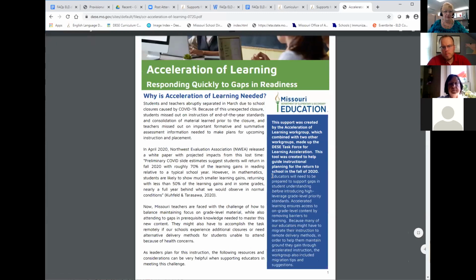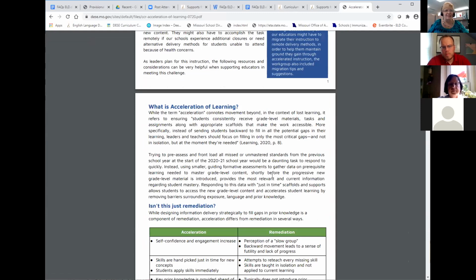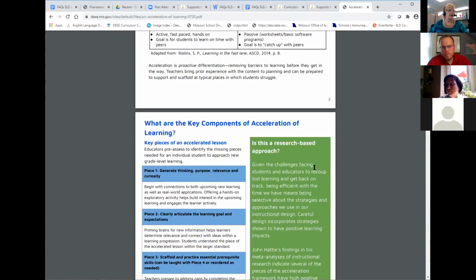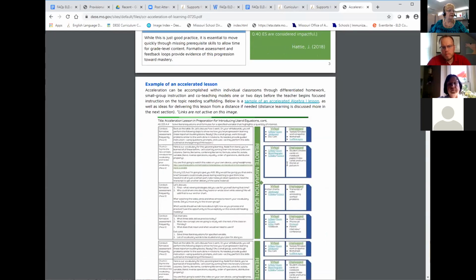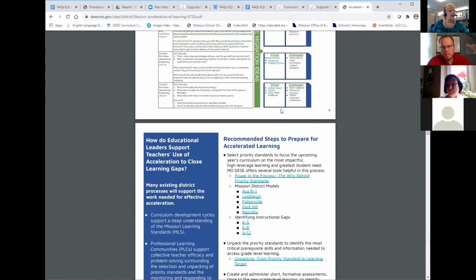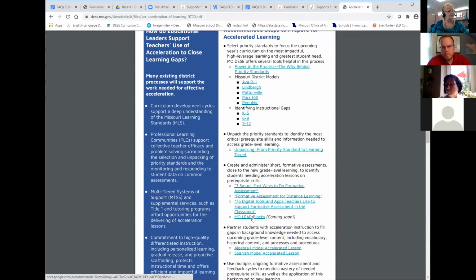It's one of my favorite tools that we developed, and it tells you what acceleration of learning is in relation to remediation. It's not remediation, it's something completely different. It gives you the key components, and then there are some sample accelerated lessons that do include some ELD information in them as well. There are some examples from other school districts that you can look at and get some ideas.